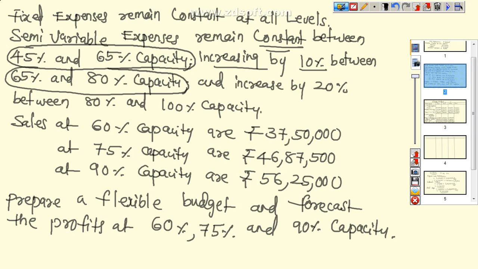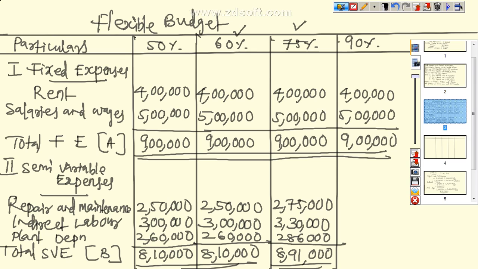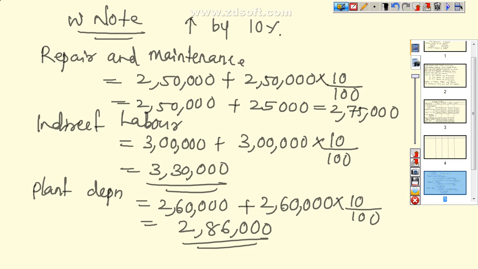Increase by 20% between 80 and 100% capacity. So first we have to identify the level which comes under 80 and 100%. So 90% comes under that category, so we have to increase by 20%. So again working note, we continue with the working note.